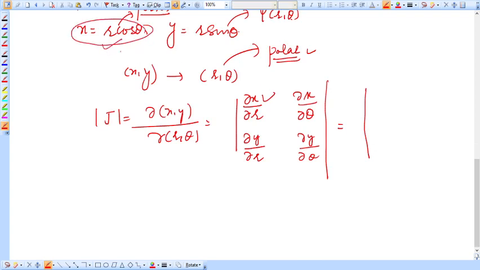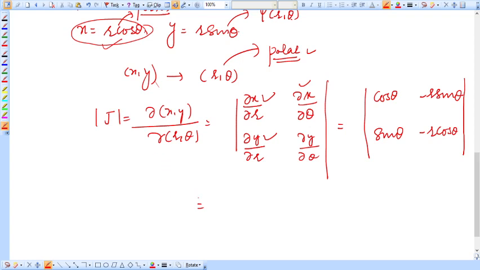The differentiation of x with respect to r is equal to cos theta, obviously, and with respect to theta it would be minus r sin theta. The differentiation of y with respect to r is sin theta, and the differentiation of y with respect to theta is r cos theta. Okay, fine. So now you just calculate this determinant.